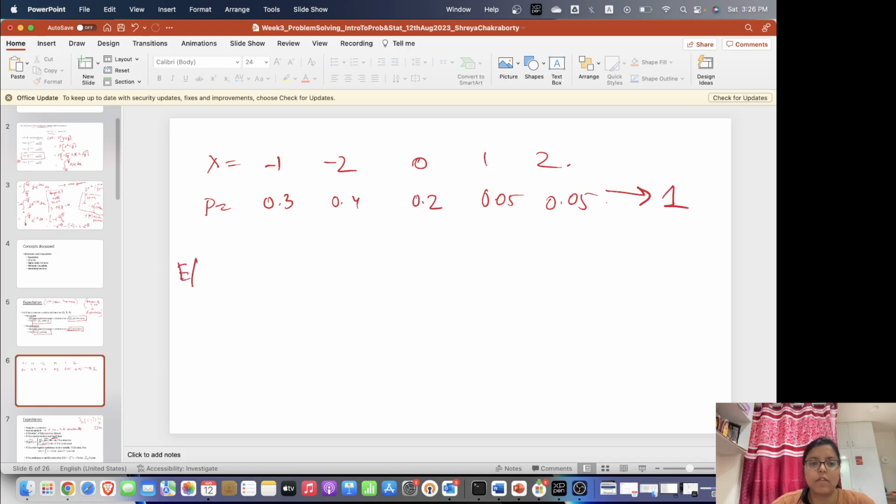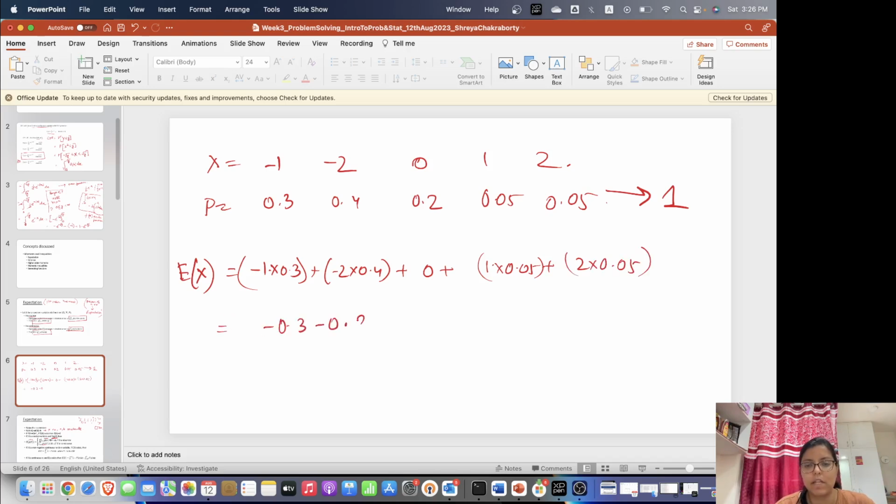Now if you have to find the expectation of x, then that will be -1 into 0.3 plus -2 into 0.4 plus 0 plus 1 into 0.05 plus 2 into 0.05. So then this will be -0.3 minus 0.8 plus 0.05 plus 0.1. So this thing will be negative only. Okay, ma'am. Thank you.